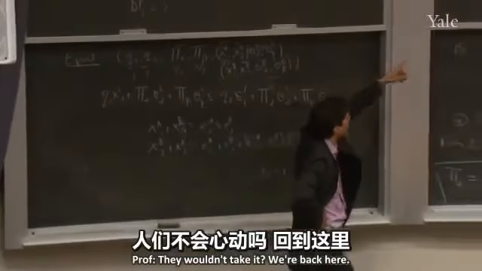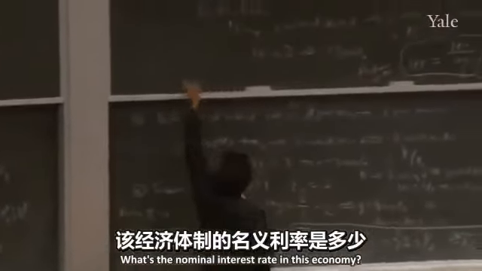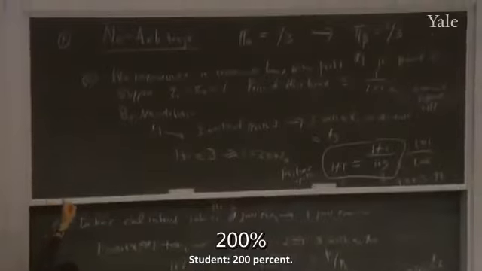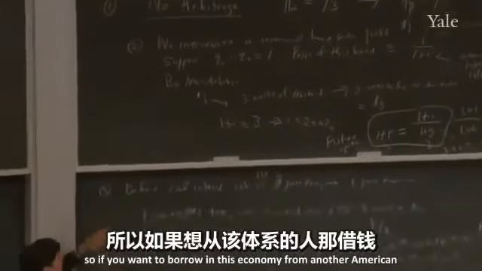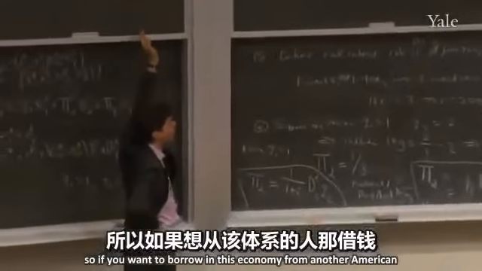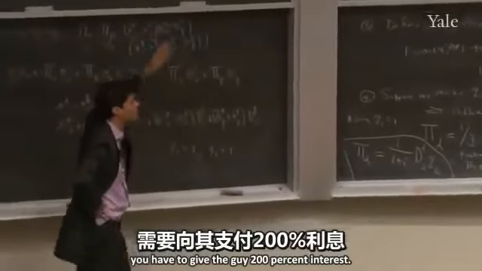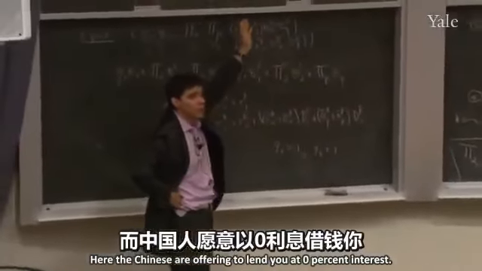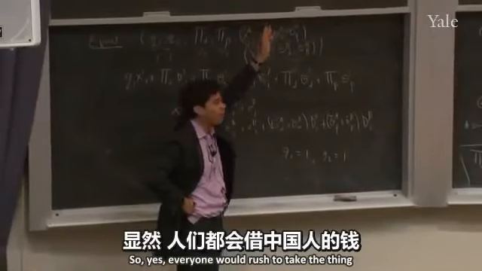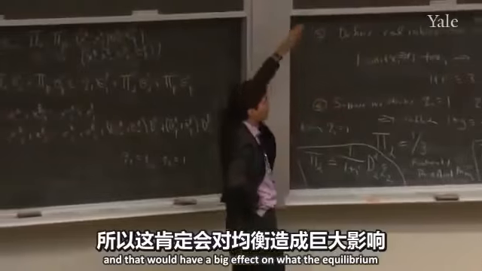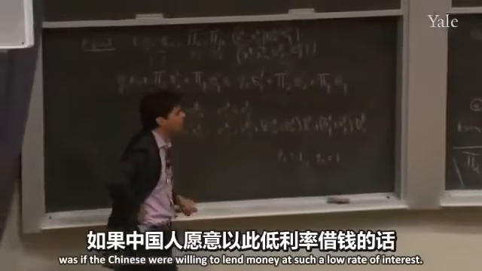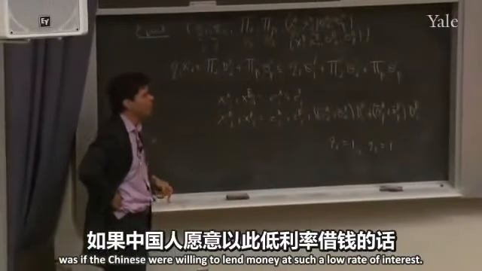We're back here. What's the nominal interest rate in this economy? 200% interest. So if you want to borrow in this economy from another American, you have to give the guy 200% interest. Here the Chinese are offering to lend you at 0% interest. So yes, everyone would rush to take the thing, and that would have a big effect on what the equilibrium was if the Chinese were willing to lend money at such a low rate of interest.